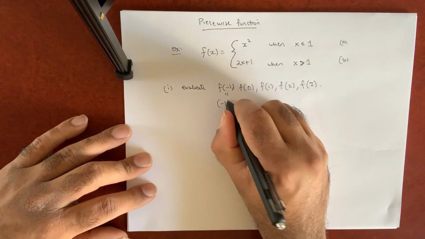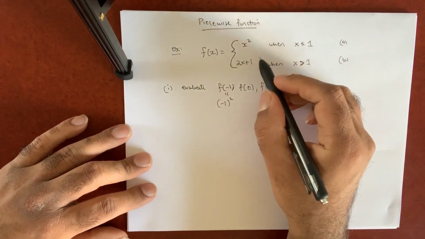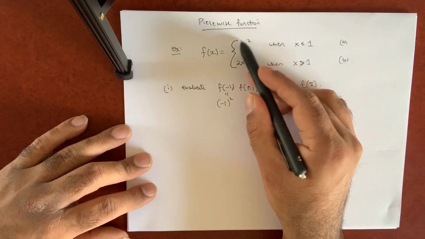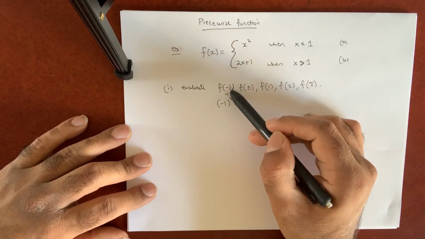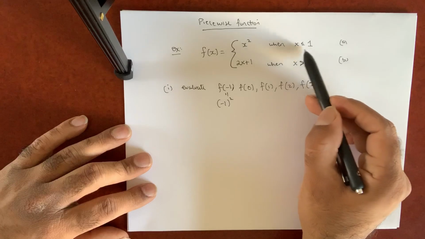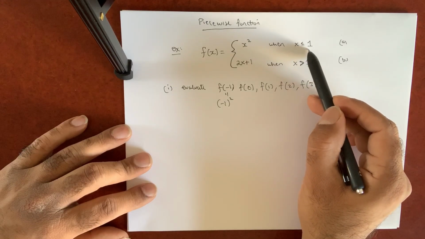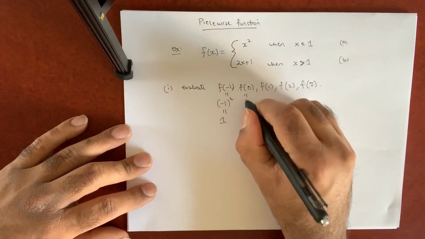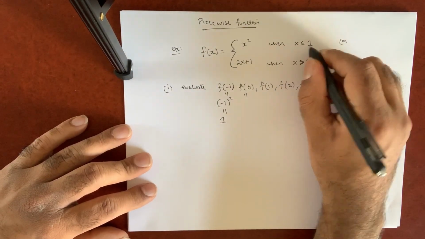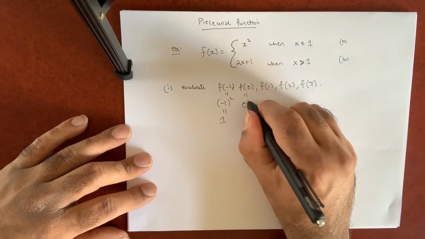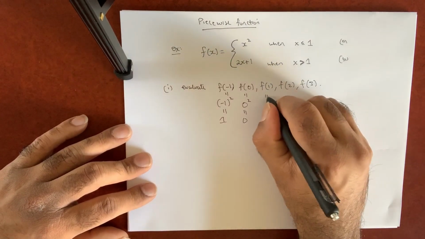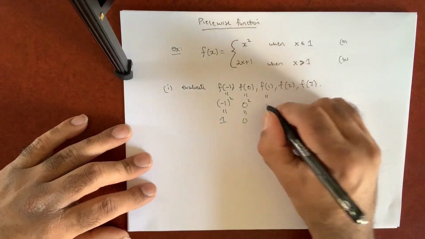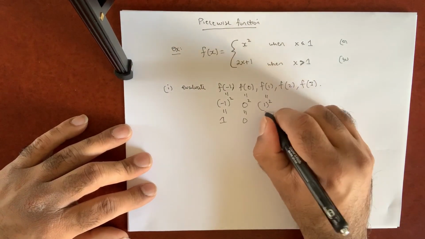So this is actually -1 squared, because we have to plug it into this part. Because the x value, -1, satisfies the fact that x is less than 1. So this is 1. F of 0, 0 is also less than 1. So we plug in 0 here. We get 0 squared, which is 0. 1 is less than or equal to 1, 1 equals 1. So we also plug that in here.